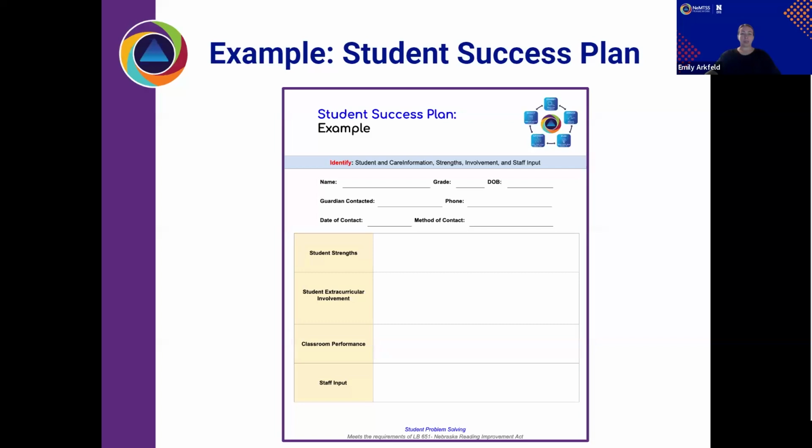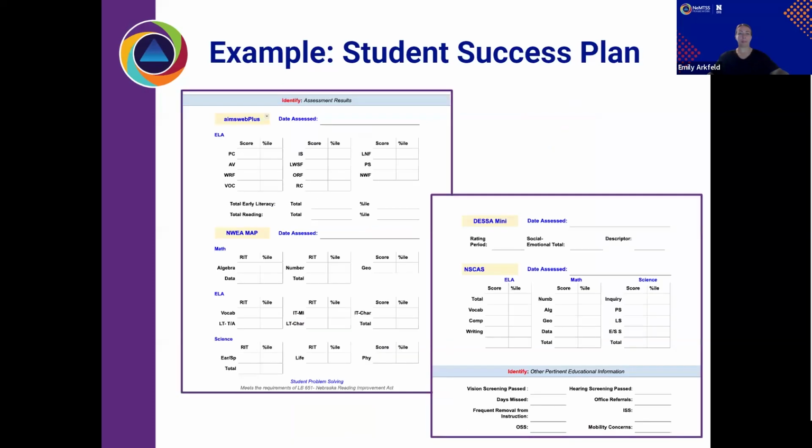To give an assets-based approach to student support, we are providing an example of how the problem-solving model can be utilized to create a student success plan to address specific needs of students. During the identify step, we want to gather and document all of the data to help guide our conversations. This screenshot highlights the importance of including student strengths, engagement and involvement, and staff input.